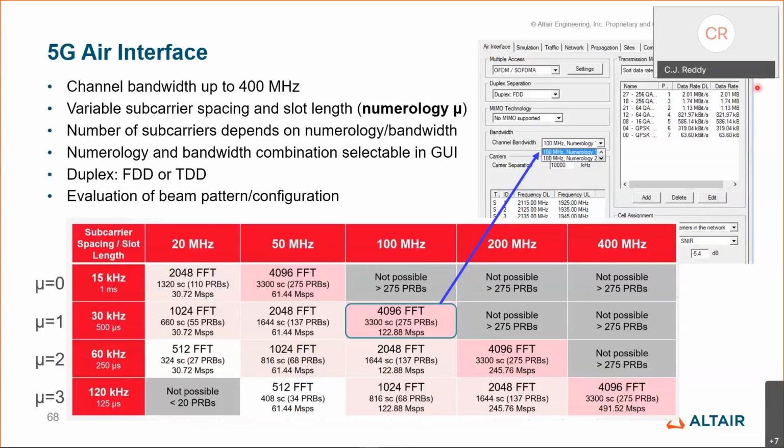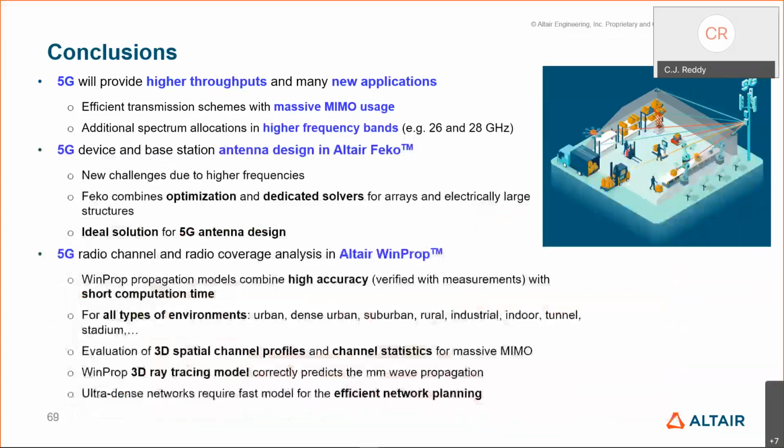So in the software, we have that capability where you can choose what numerology you want to use, and we will be able to calculate the connectivity or the channel capacity for your calculations. So in conclusion, you can see that 5G provides higher throughputs and also will introduce new applications that are not currently possible.